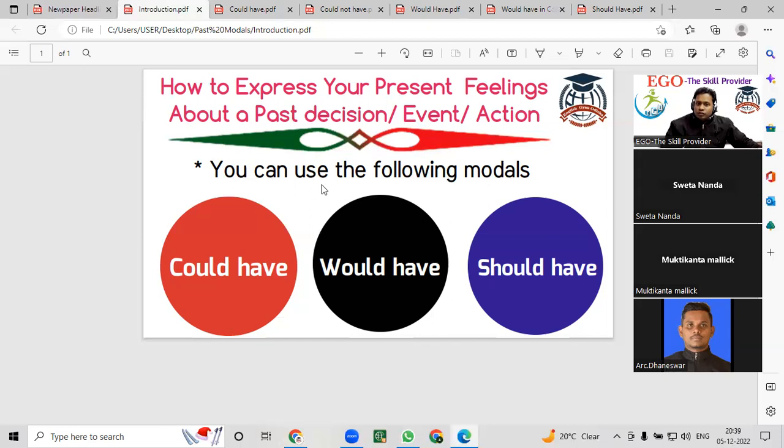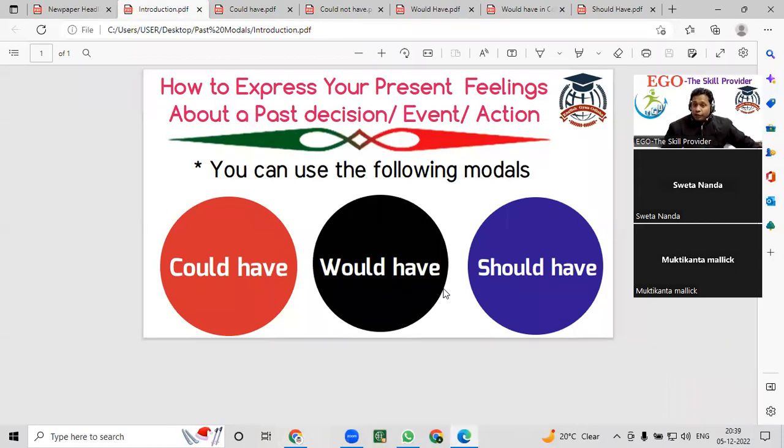So you can use could have, would have, and should have. And believe me, my friends, could have has one meaning, would have has a different meaning, and should have has another. These three are three different situations. They are three different. Where to use could have, where to use would have, and where to use should have.